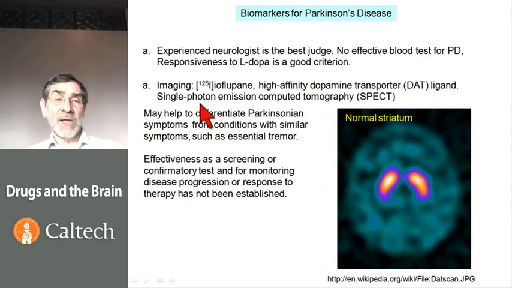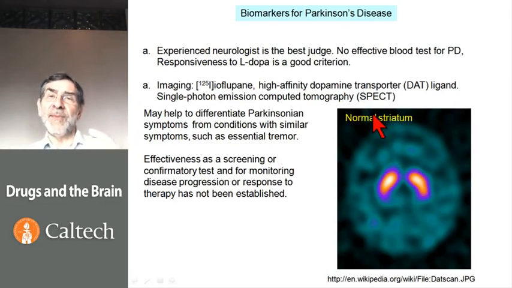Recently, an imaging reagent has been approved by the U.S. Food and Drug Administration. It's called ioflupane. It's a high-affinity dopamine transporter, DAT ligand, and it's been labeled with iodine-125, which is an excellent marker for single-photon emission computed tomography, or SPECT. So, in general, neurons that are dopaminergic and alive and healthy express lots of the dopamine transporter, as we have described in previous lectures, in order to take up the dopamine that's been released and to package it into vesicles again.